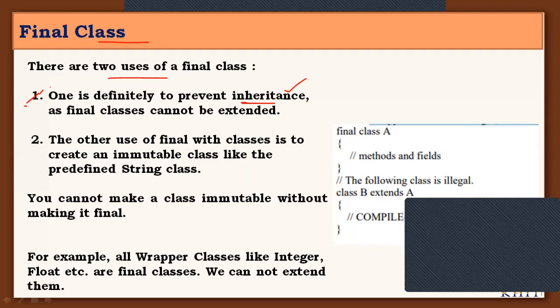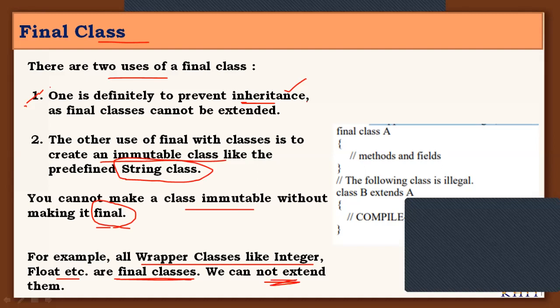The second use of final with a class is to create an immutable class, like the predefined String class. It is immutable and it doesn't change. We cannot make a class immutable without making it final. When we create a class as final, it cannot be inherited and it is immutable. All wrapper classes like Integer, Float, etc. are final classes, and we cannot change the behavior of those classes.